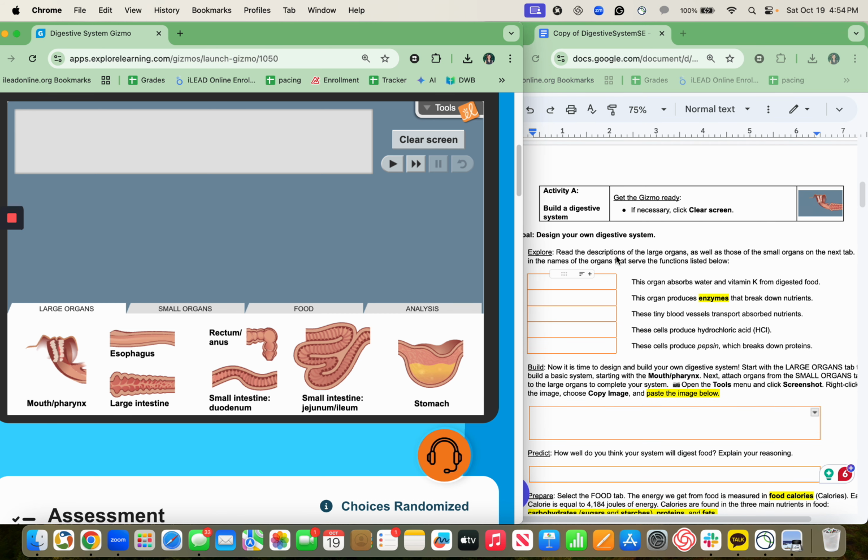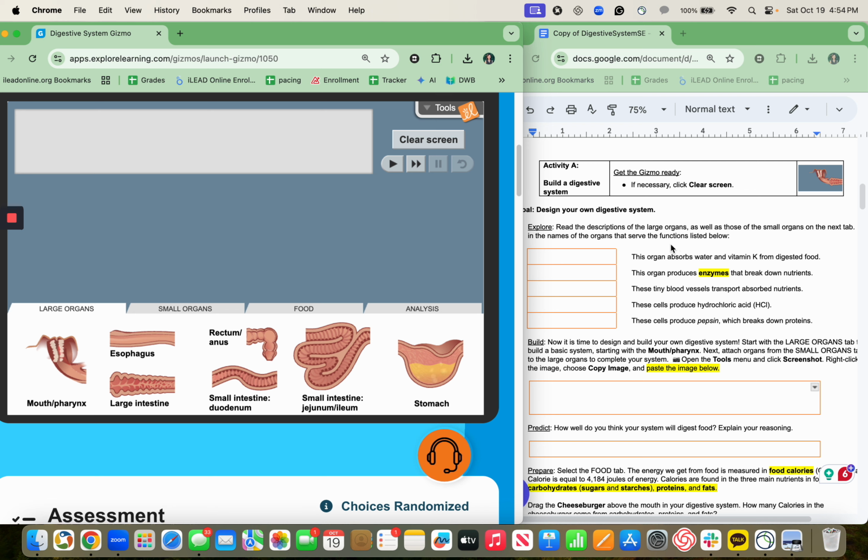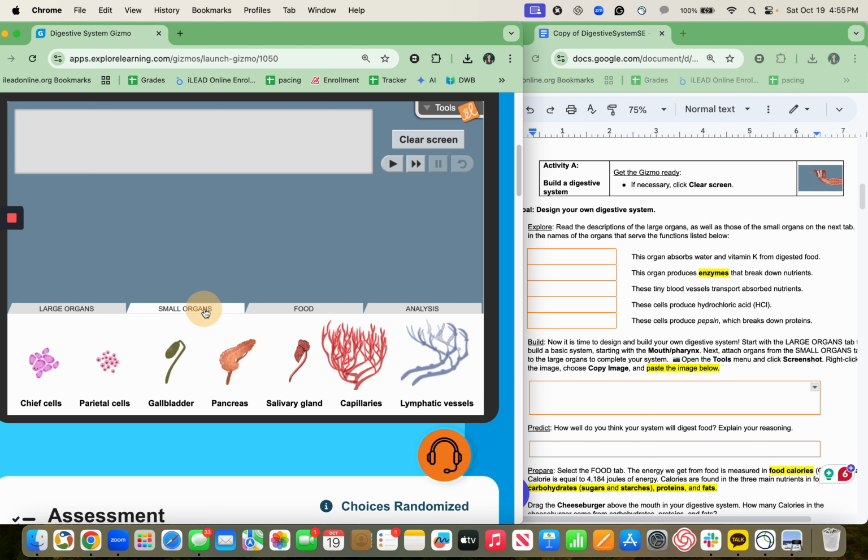All right, now we need to build our own digestive system. So read the description of the large organs. Okay, so we've kind of just done that. Did we do the small organs? Oh, read the large and the small. Okay, and so we need to know which ones do what. Okay, so here's a couple more small ones.